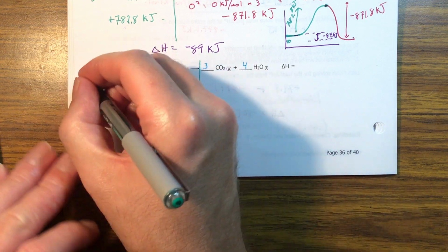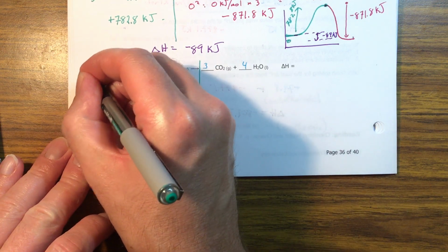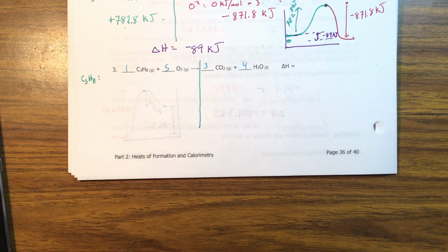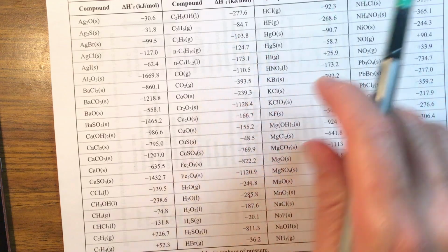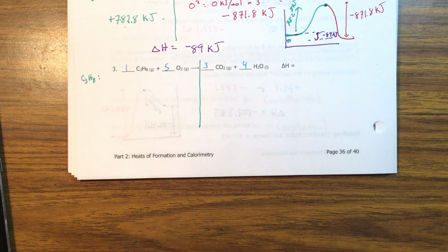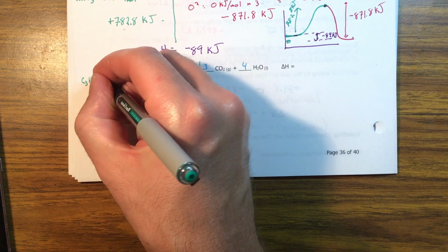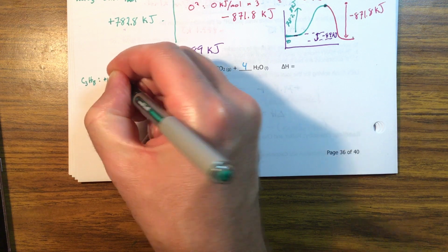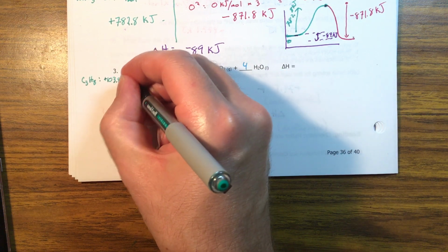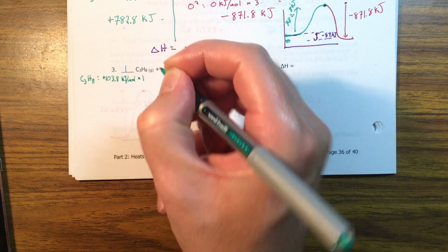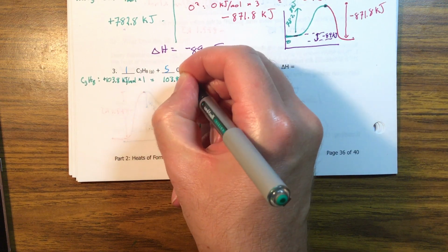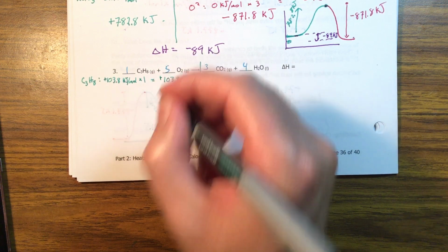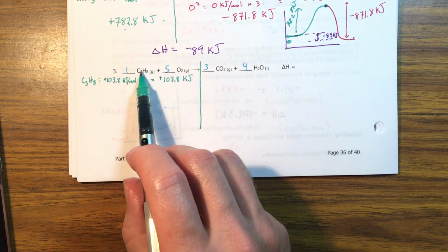Let's deal with our reactants. We've got C3H8. Go to the chart, C3H8, right here, negative 103.8. But this is a reactant, so we do positive 103.8 kilojoules per mole, times it by 1. 103.8 kilojoules in total. That's plus. So we dealt with that chemical.